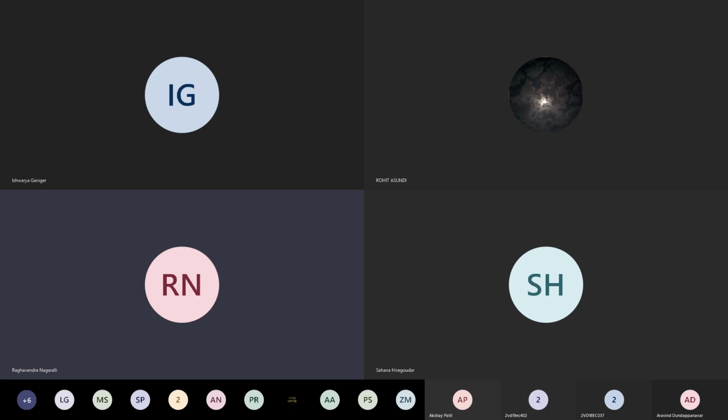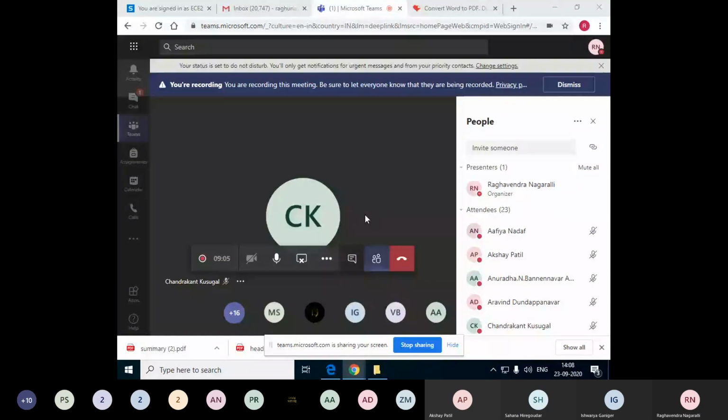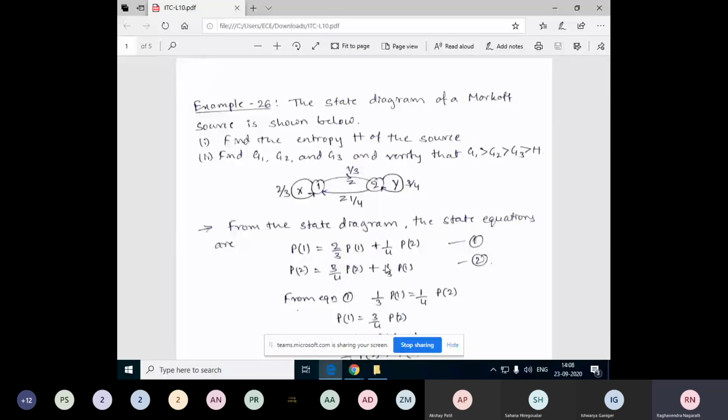So today is lecture number 10 on module number 1. In previous class we were discussing the entropy of the Markov sources. So today we will continue with the same. We will see some more problems on this. In previous class we have seen two problems on the Markov source and how to calculate the entropy of each state of this Markov source and also the entropy of the final source. We have seen how to write the state equations from the state diagram. Okay. So today we will continue with the same thing.